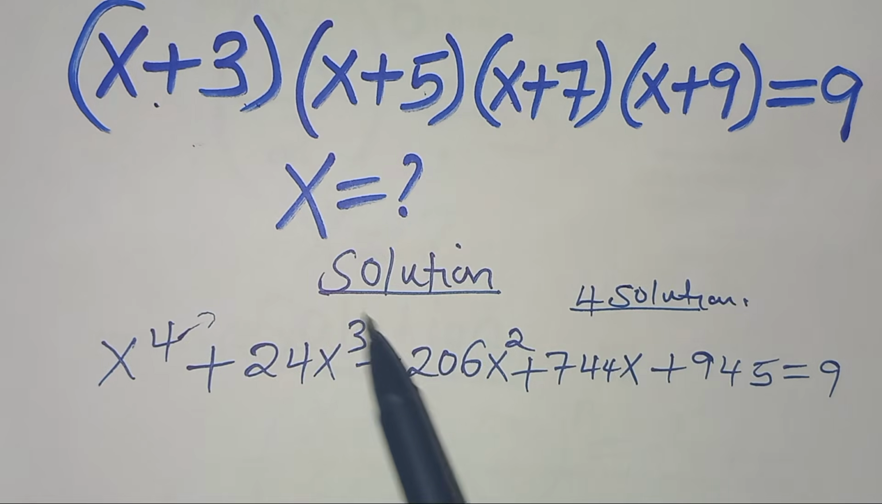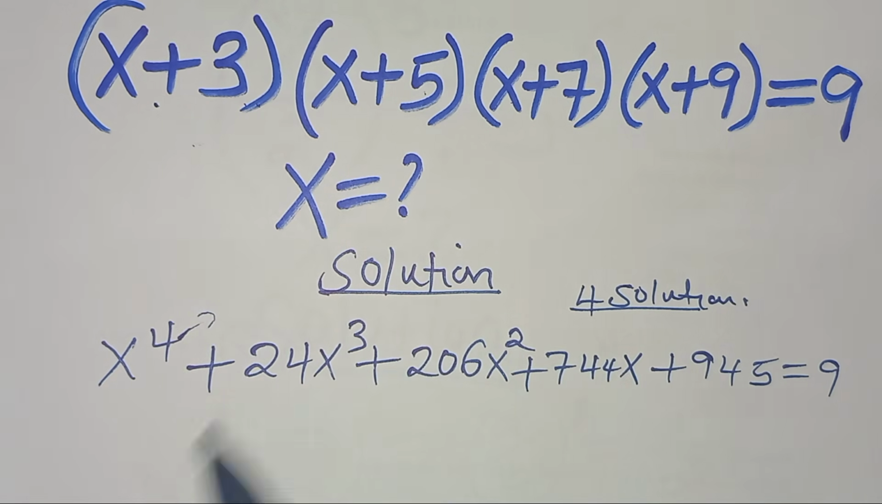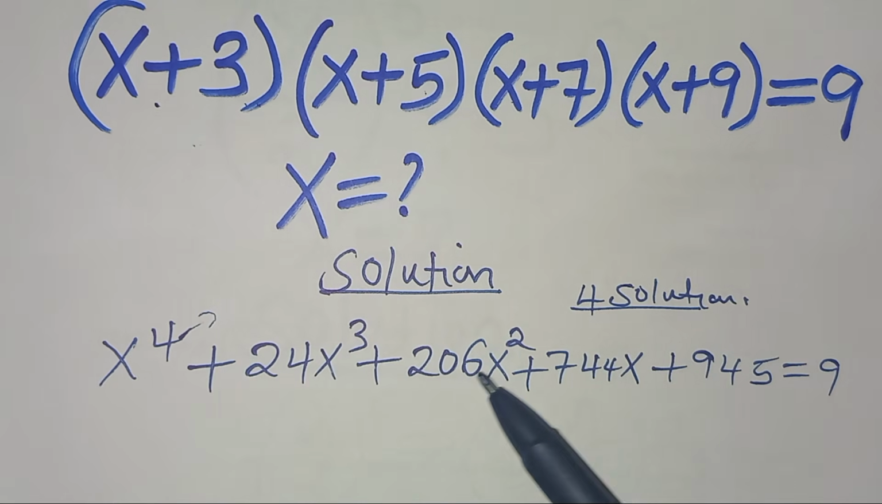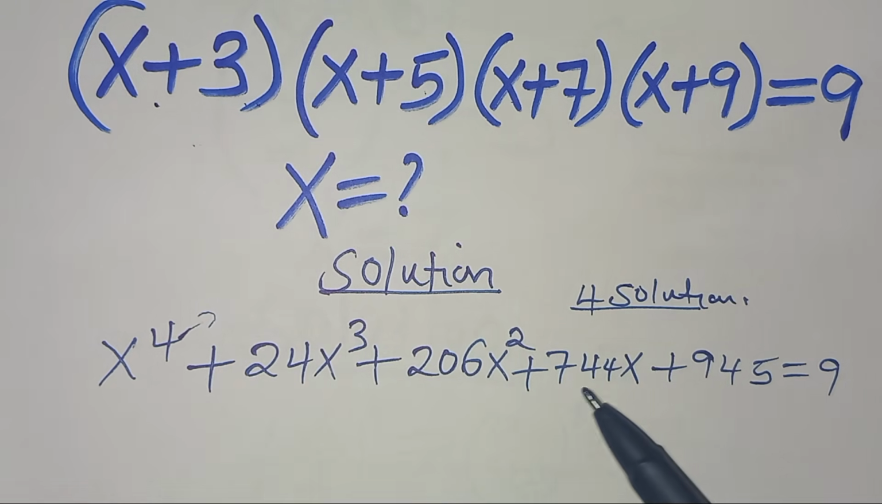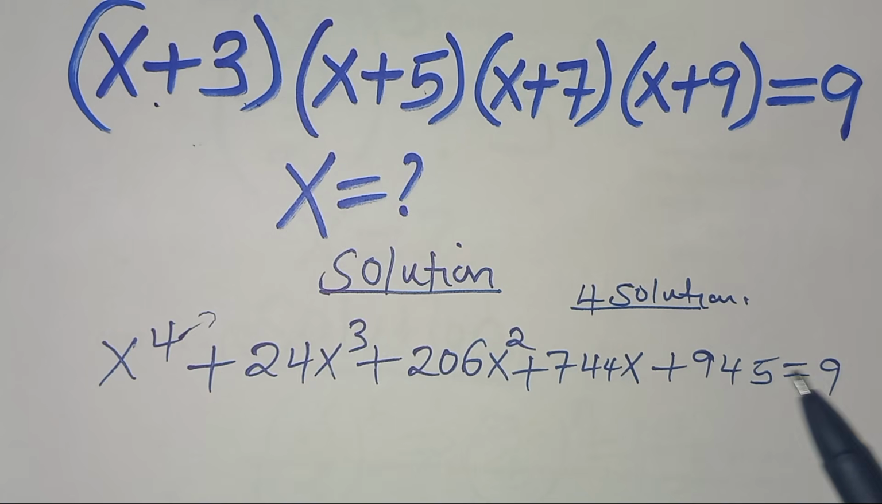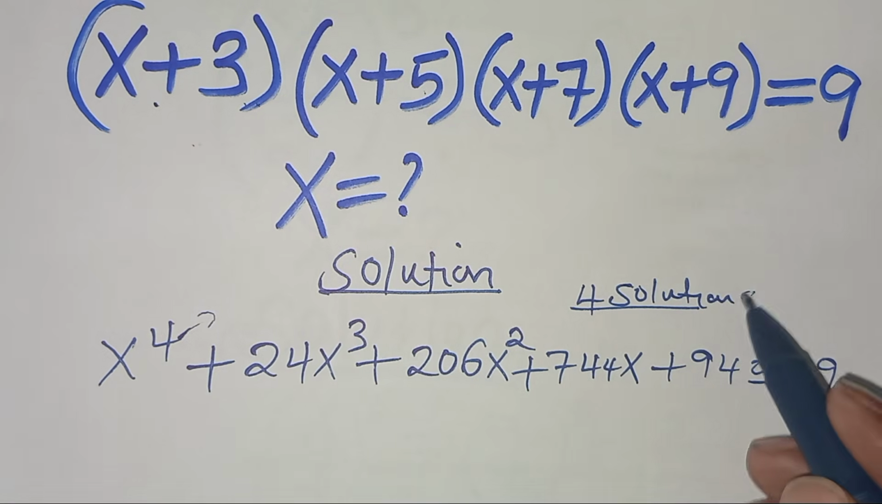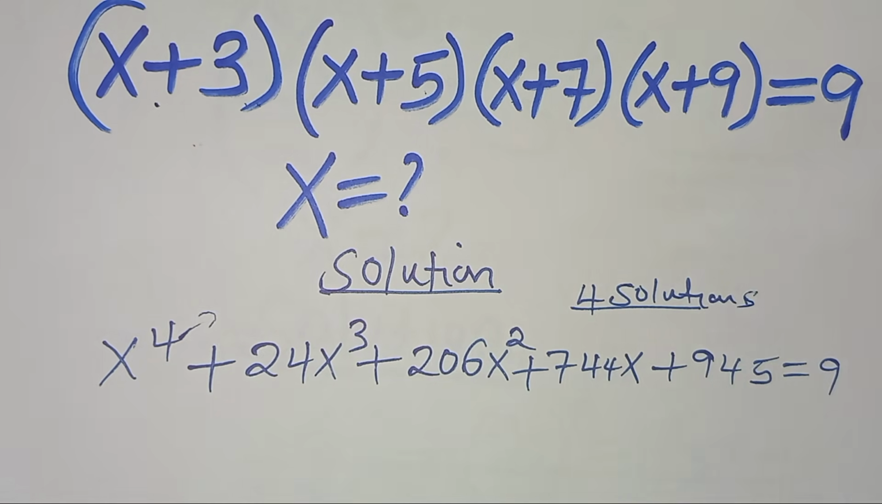Now, if you expand this equation, we expect to have x to the power 4 plus 24x cubed plus 206x squared plus 744x plus 945. This is equal to 9. So this means this is a polynomial of degree 4, so we expect to have 4 solutions. Let's find out if this is true.